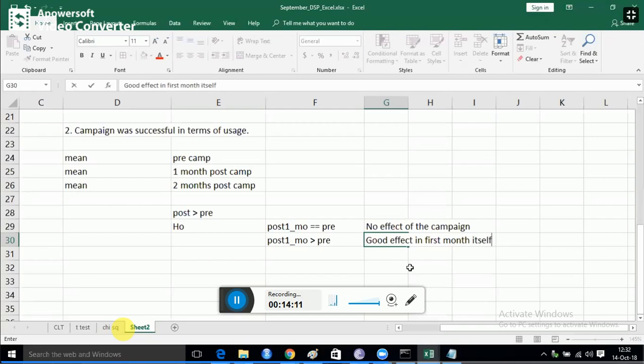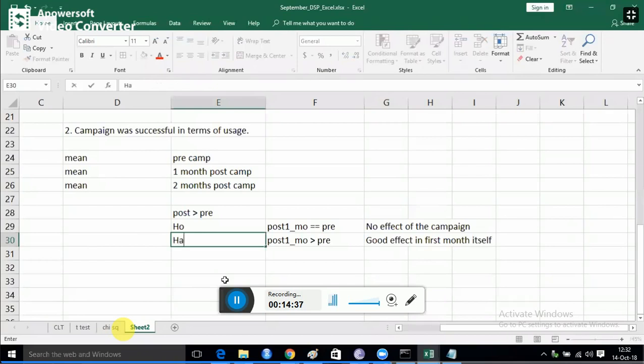So usually campaigns are not successful magically. You have to wait to see the effect. So that's the reason why I wrote a good effect in the first month itself. So that's a miracle actually. If my alternative hypothesis is correct, null is somehow rejected, then I'll conclude that the campaign was successful in the first month itself. Now let's check the next month.